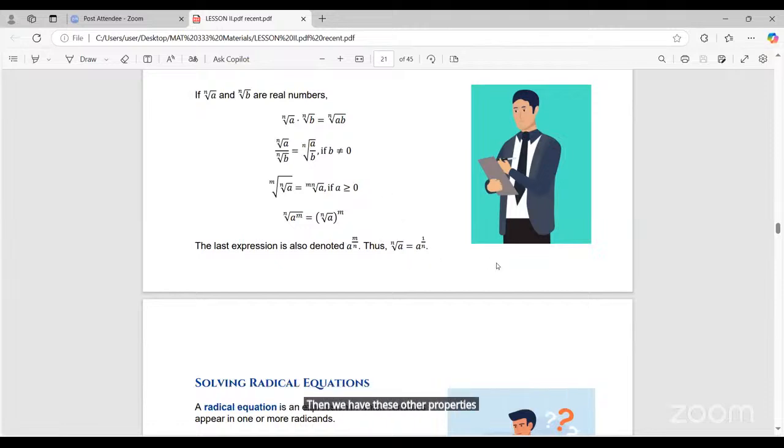What's your question? When you said the nth root of A and the nth root of B make the nth root of AB, does the root have to be the same or different? The same. So let's say the fifth root of 32 and the fifth root of something. Yeah, the n has to be the same.